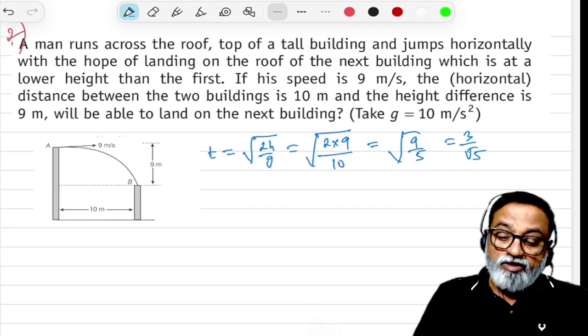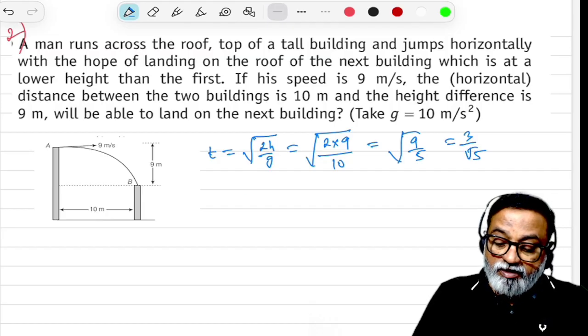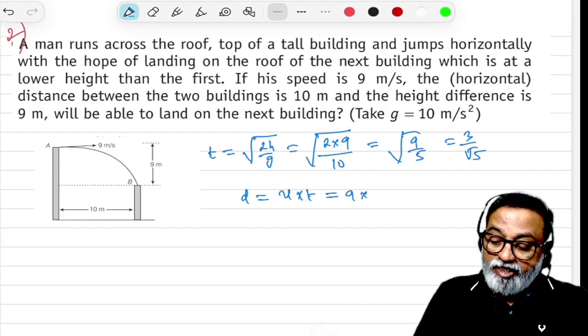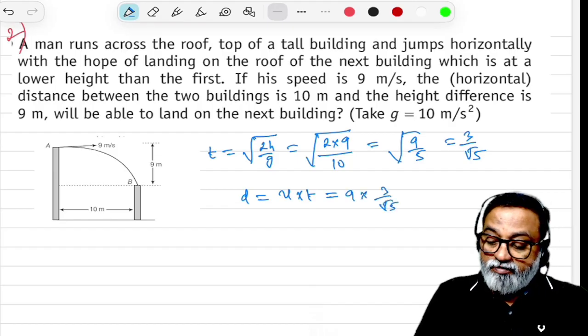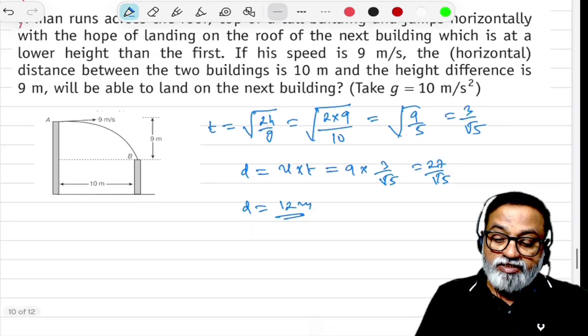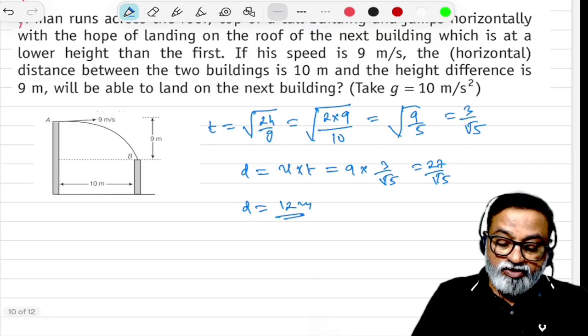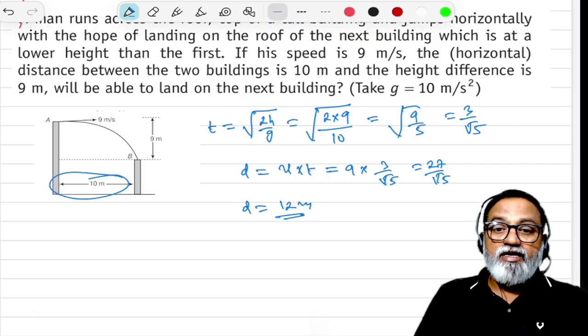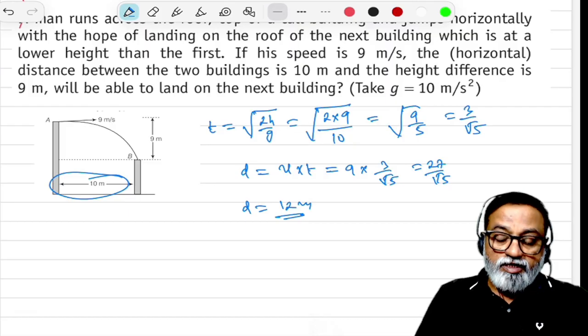In this time, what is the distance covered in horizontal direction? That d is equal to horizontal velocity into time. Horizontal velocity is given as 9. 9 into 3 by root 5, that is 27 by root 5. Therefore, d is approximately equal to 12 meters. Therefore, this distance is greater than this 10 meters. Therefore, he will be able to land on the second building.